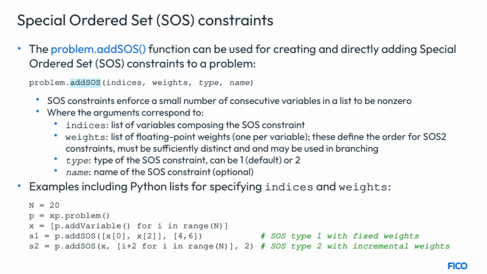The example shows an SOS Type 1 constraint being added for two selected variables x with fixed weights, and an SOS Type 2 constraint for the whole set x, where the weights increase proportionally to the index position of the variable.